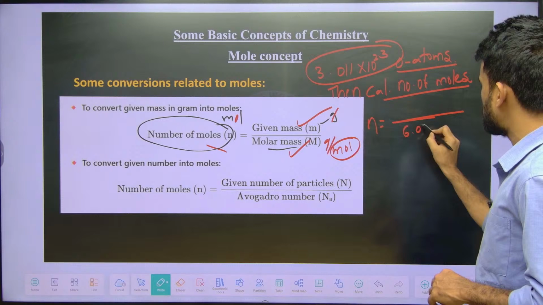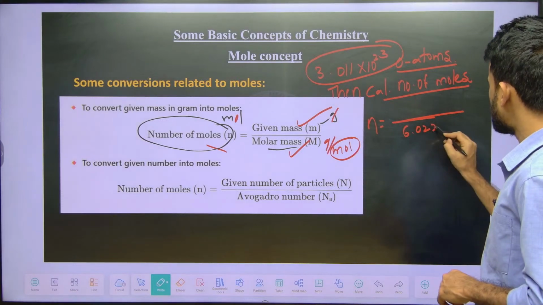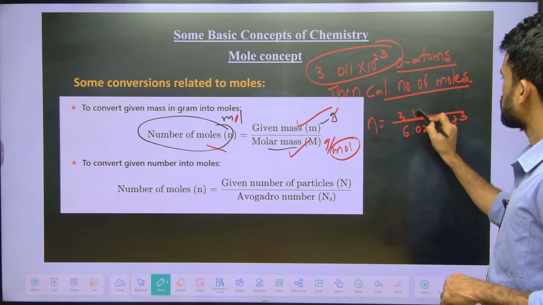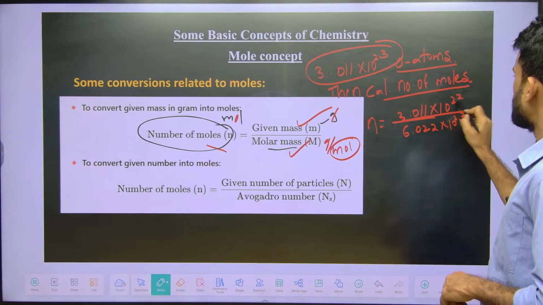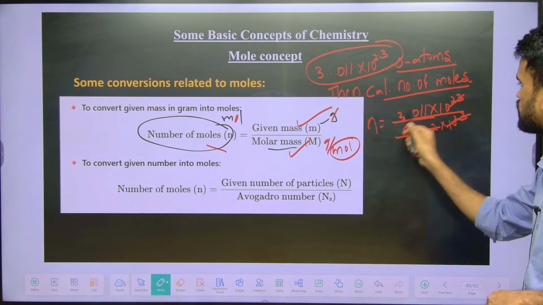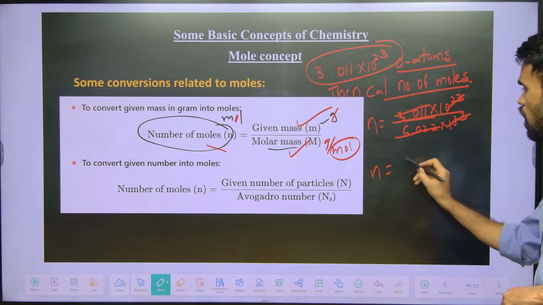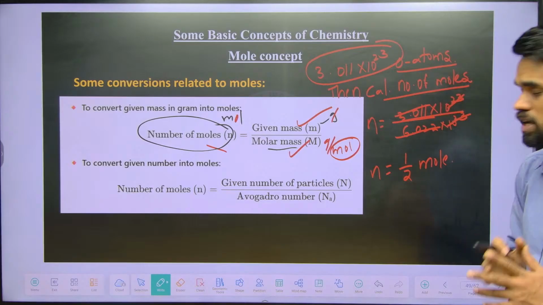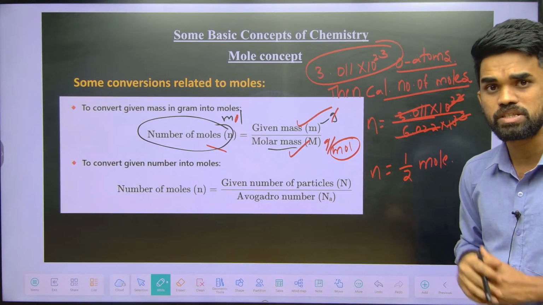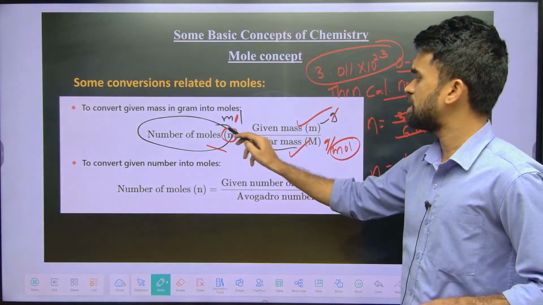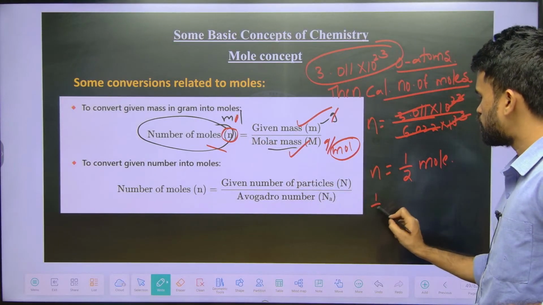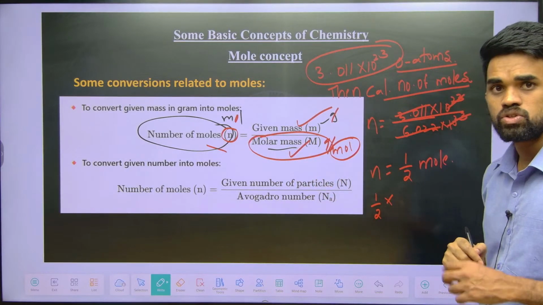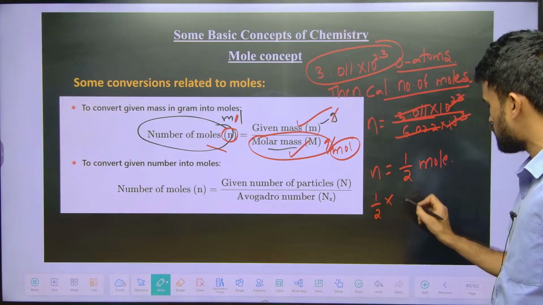So what is the Avogadro number? It is 6.022 into 10 power 23. Divide the given number by this number. So how many moles did we get? It is half a mole. So half a mole of oxygen atoms is given. Now, half a mole of oxygen atoms means how much weight it will be? The number of moles is half, so multiply that with the molar mass of oxygen. For oxygen atoms it is 16 grams per mole.